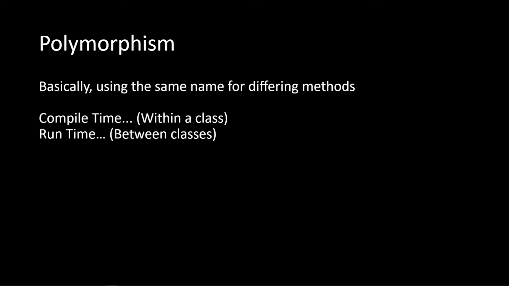Okay, so polymorphism. What polymorphism is basically using the same name for different methods, right? It's having multiple forms for something. Using the same name for differing methods or differing types, right? We have a common way of referring to something, even though it has multiple forms. There's two main types of polymorphism we're going to talk about. One is compile time, and the other is runtime.